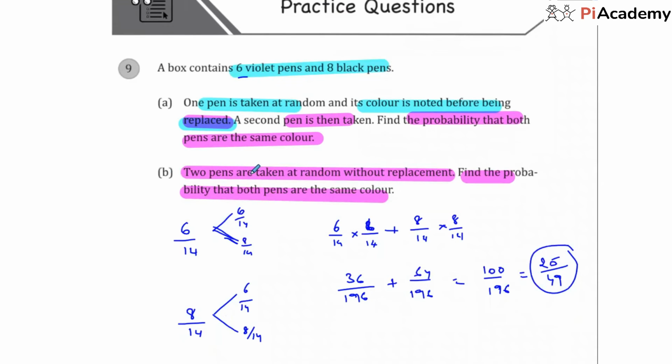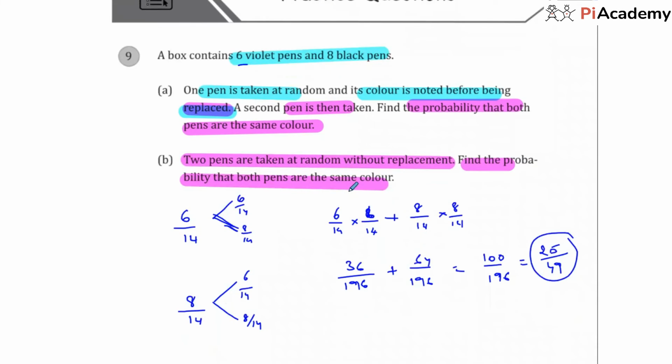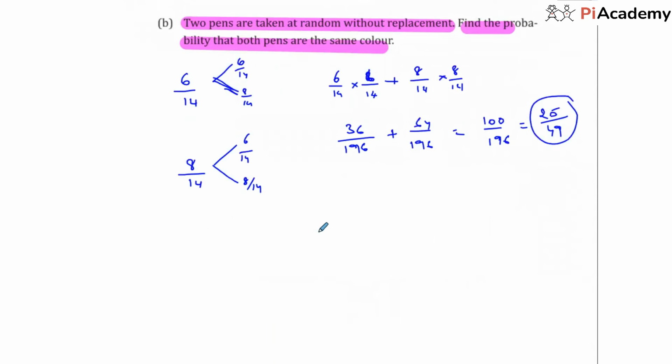Next, 2 pens are taken at random without replacement. Find the probability that both pens are the same color. Can someone other than Rahul explain this? I can. Yeah, go ahead. So Rahul's tree diagram is very good. But this time around, instead of it being 6 out of 14 and 8 out of 14, it's going to change, because 1 is being taken without replacement, so the denominator 14 will minus 1 to become 13.